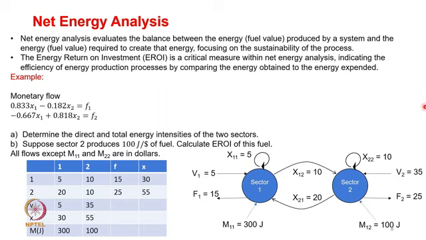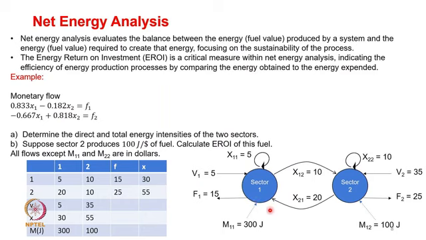So, let us look at a small example wherein you have a small monetary flow, in the sense that 0.833 of x1 minus 0.182 of x2 yields f1, and 0.1667 x1 plus 0.818 x2 gives f2. What is the significance of these equations, we have learned in our previous lecture. So, now we use that concept.